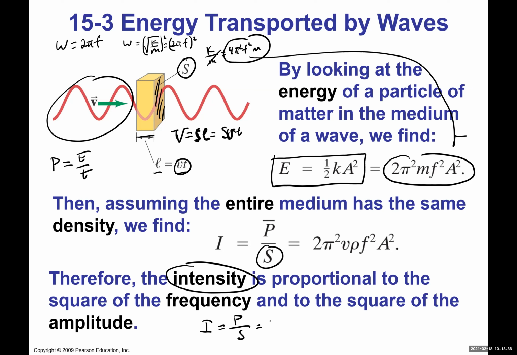Well, power is energy per time, then per surface area. That means intensity describes the rate at which energy is passing through that medium, as a function of time and as a function of surface area. All right. So from here, I can rewrite energy in terms of 2 pi square m times f times amplitude square. Then this is divided by t times surface area.